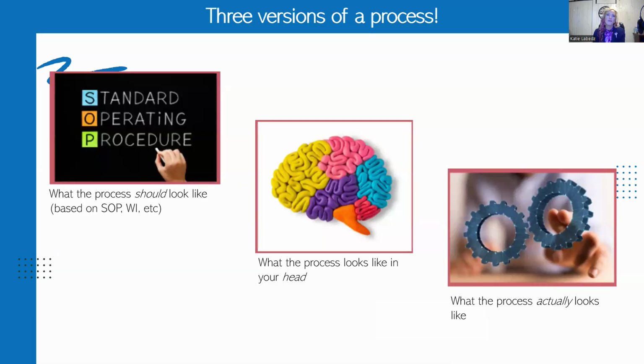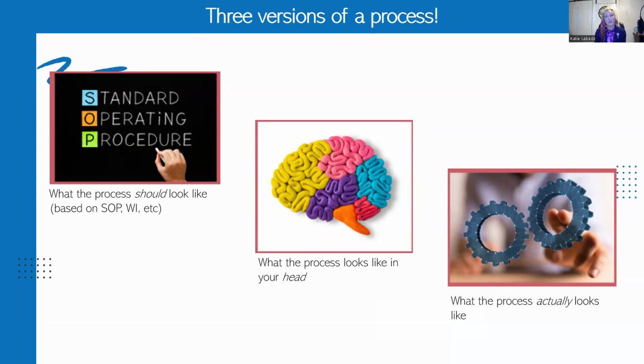Now, there are 3 versions of a process. The first version is what's on your SOP or work instructions or job aids. That's the way you're supposed to do the process, right? Especially if you have to go through audits internally or externally, especially for something like ISO, you know that you need that documentation to prove this is how we actually do the process. So that's the first version.